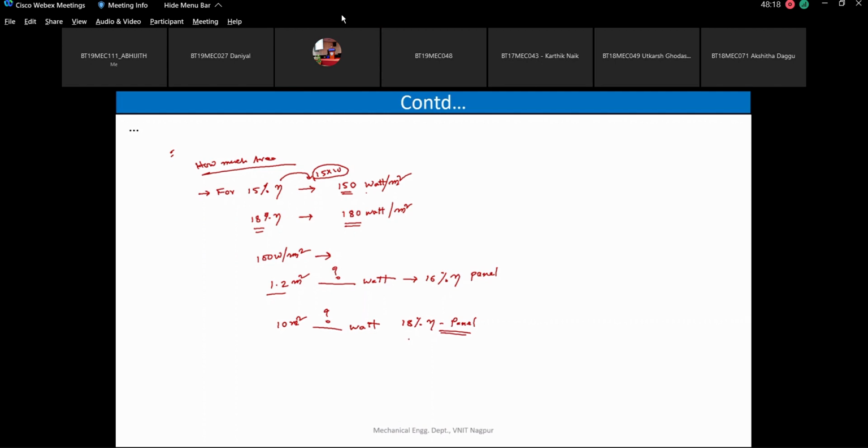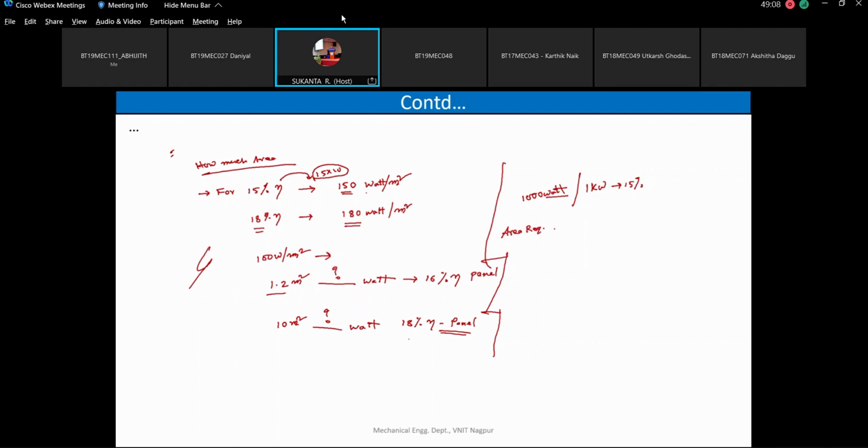Another hint. Suppose your power requirement is 1000 watt, or 1000 watt is nothing but 1 kilowatt. And there you will be using a 15% efficiency panel. Then how much area will be required? And how to find out the required area? How to calculate it?